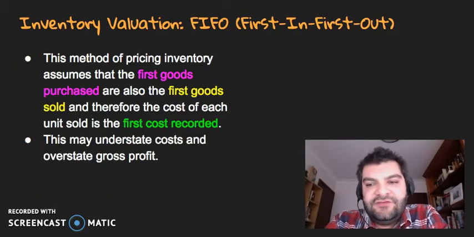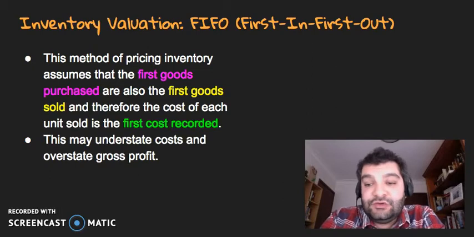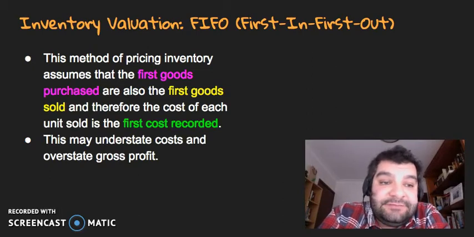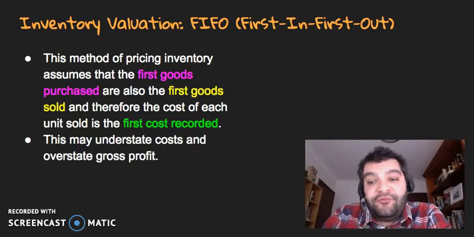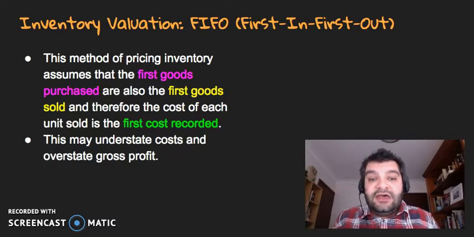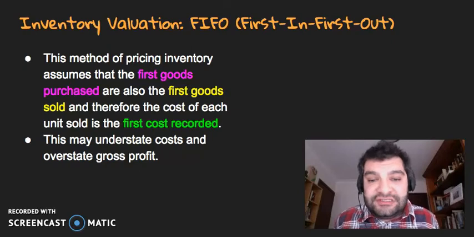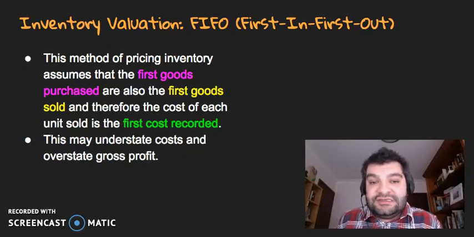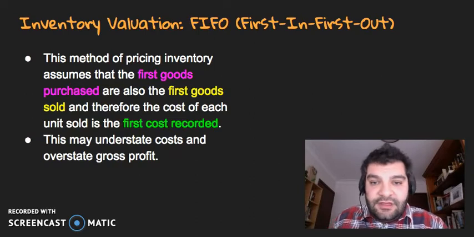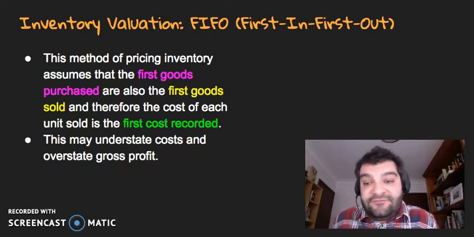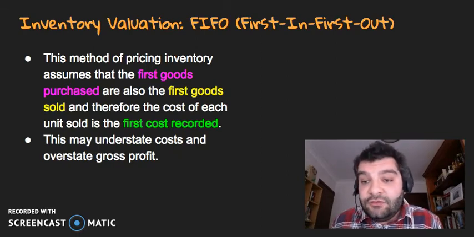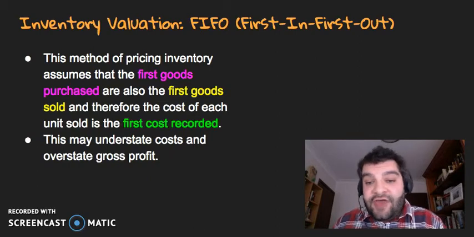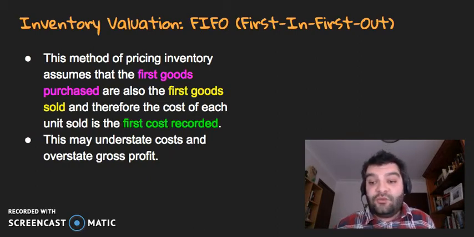Okay, so the first inventory valuation method we'll look at is called FIFO, first in, first out. This method of pricing your stock or your inventory assumes that the first goods purchased are also the first goods sold. So therefore, the cost of each unit sold is the first cost that was recorded. The issue with this is, it may understate costs. So the costs could be low, and it could mean, though, that your gross profit is actually going to be higher than what it really is.